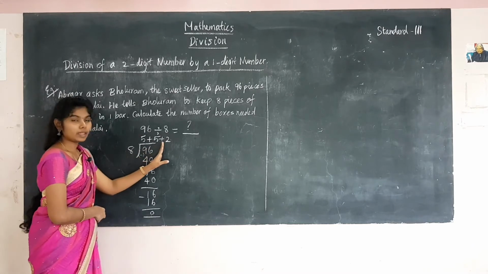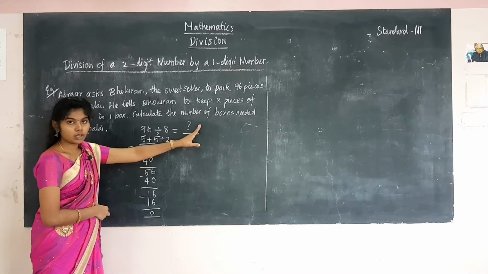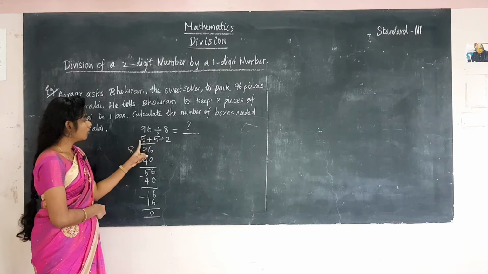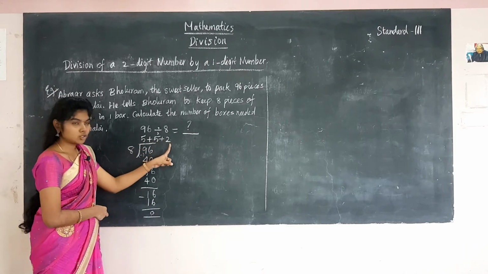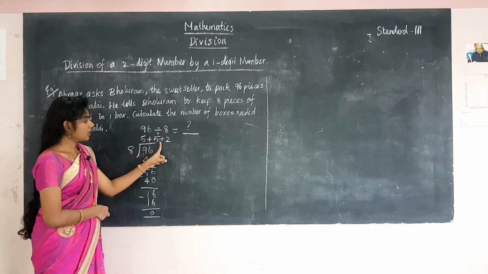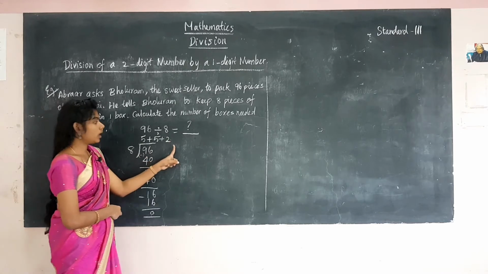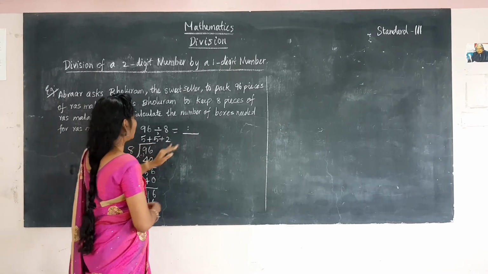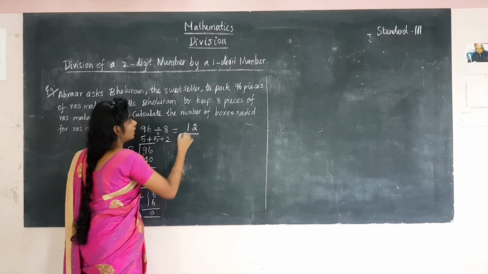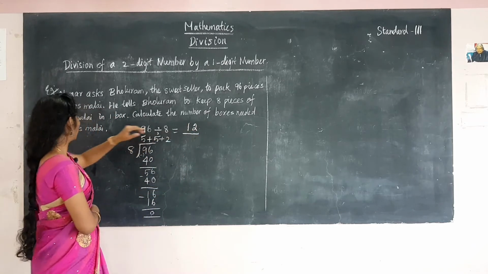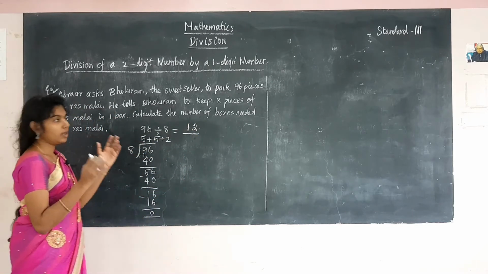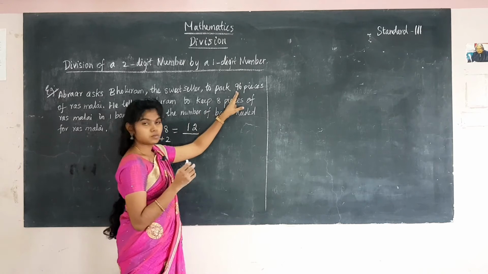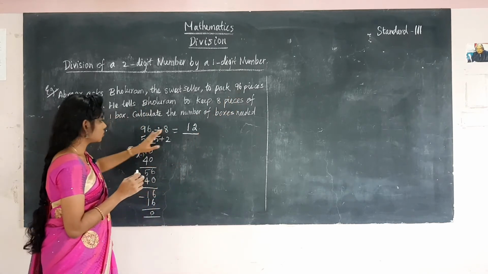So how will you get the answer? Here we need the quotient only. See the quotient given here: 5 plus 5 plus 2. 5 plus 5 is 10, 10 plus 2 is 12. So the answer is 12. The quotient is 12, so 12 boxes are needed for rasamali. 12 boxes are needed to pack 96 pieces. This is one way of doing it.